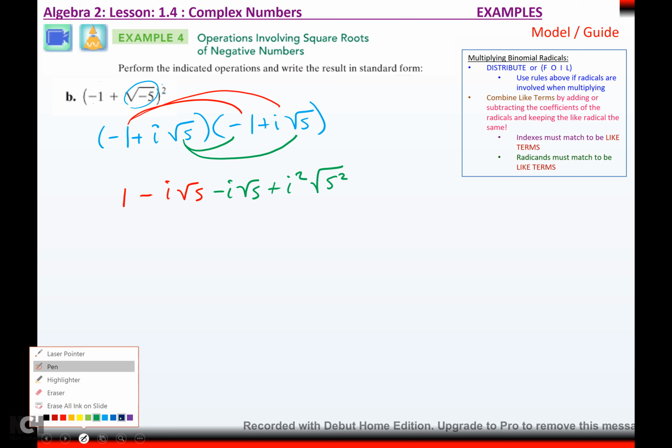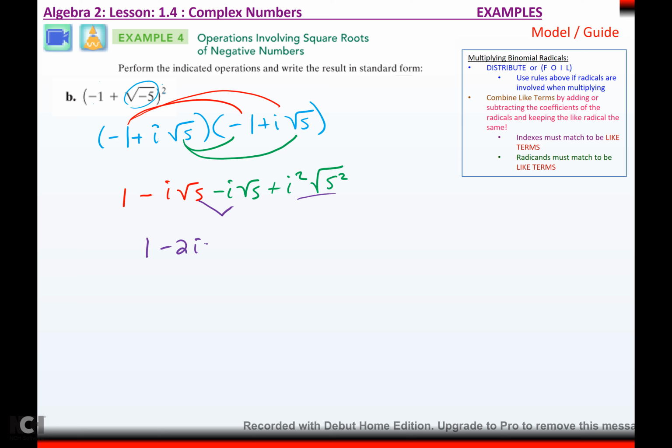So now I can combine like terms and clean this mess up. I'm going to have 1 minus 2i square roots of 5 plus -1 times 5, because the square root of 5 squared is going to be 5. So I have 1 minus 2i square roots of 5 minus 5. Combine like terms, I get -4 minus 2i square roots of 5. Okay?